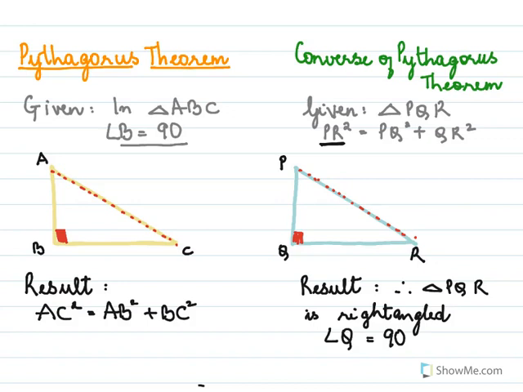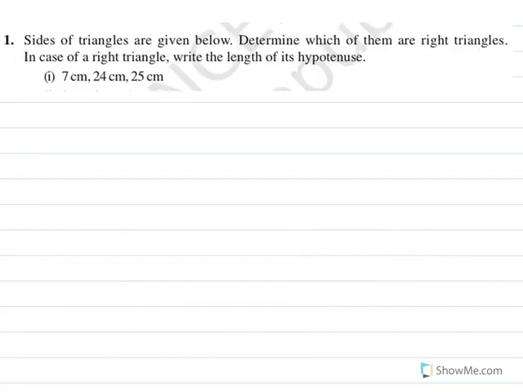So this is the difference between Pythagoras and converse of Pythagoras. In Pythagoras theorem, this is our statement, this is our result, and in converse, the result is that the triangle is a right-angled triangle. The sides of a triangle are given below. Determine which of them are right triangles. In case of a right triangle, write the length of the hypotenuse.